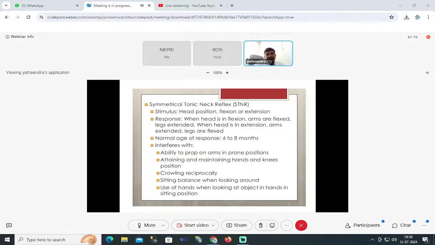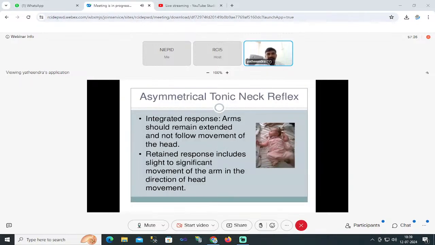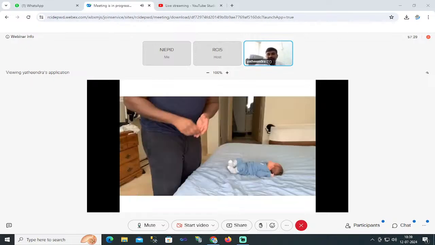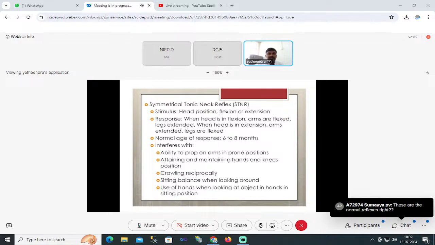Next one is STNR, the symmetrical tonic neck reflex. Here the stimulus is the head position itself, and then automatically the reflex will be illustrated. These are the normal reflexes within the time period. It has to be integrated. I mentioned here, symmetrical tonic neck reflex, STNR, normal age of response is 6 to 8 months. If it is persisting after 8 months, it becomes abnormal. It should not persist because it will interfere with the function. That's what I'm going to explain here.